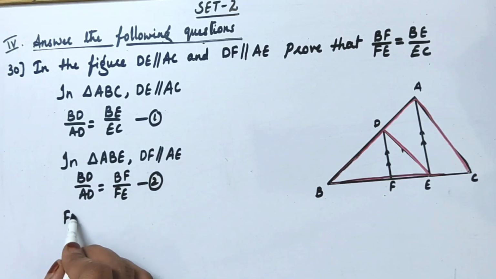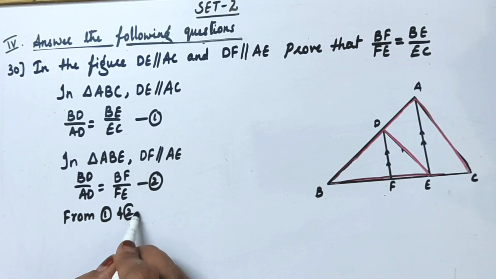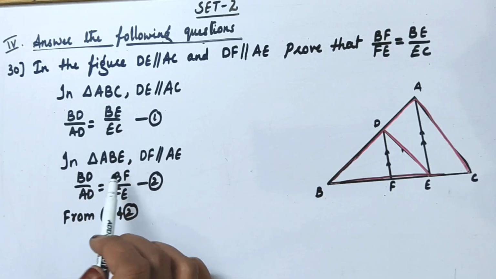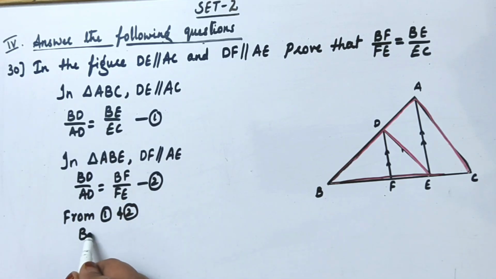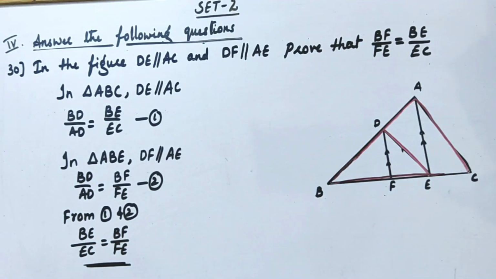Now from equations 1 and 2, both the LHS are the same, so the RHS are also equal to each other. Therefore, BE by EC equals BF by FE. You can check. Hope this is clear to you all.